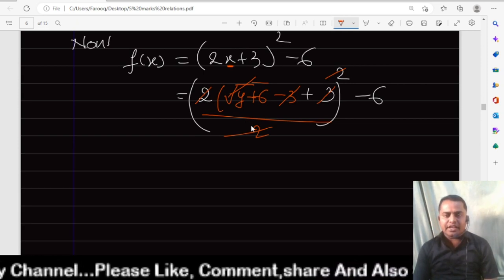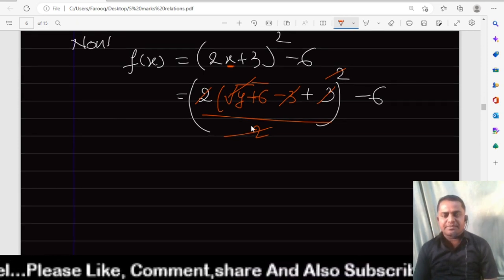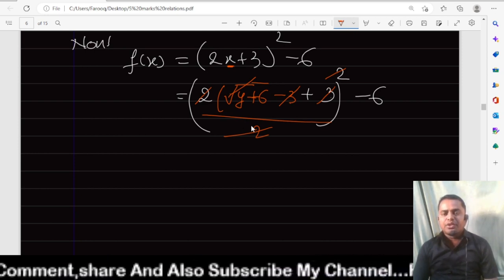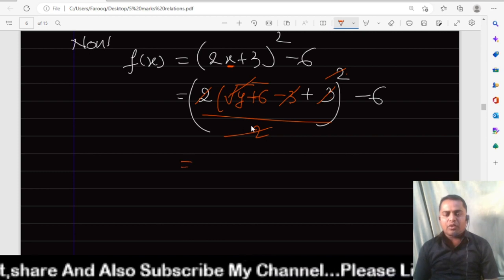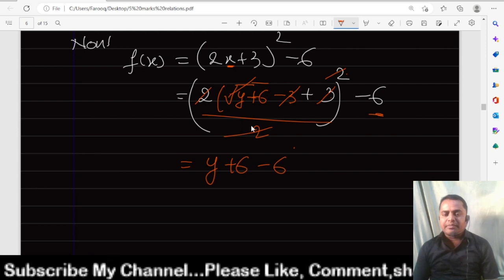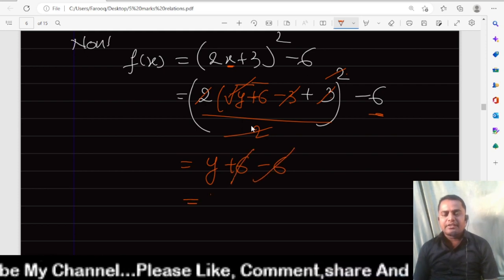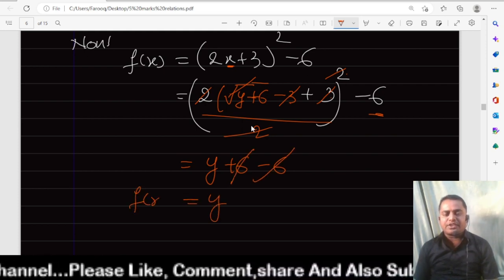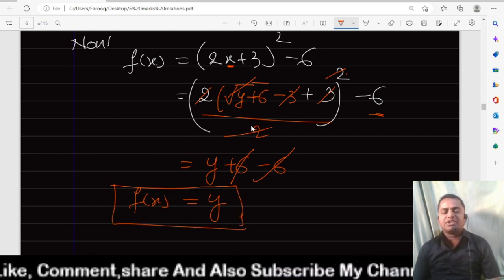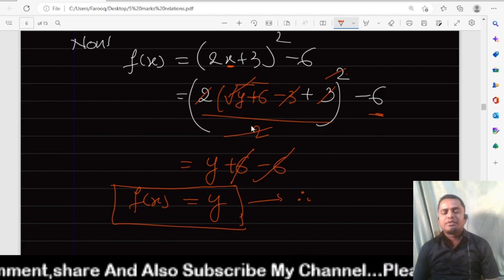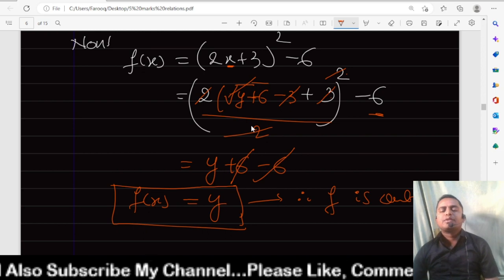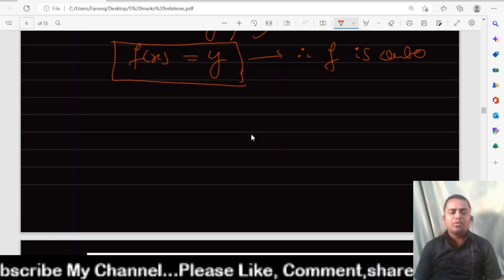See here, I have written the value of x, root of y plus 6 minus 3 divided by 2. Minus 3 plus 3 get cancelled, 2 gets cancelled, square and root get cancelled. Now what is remaining here? Y plus 6 minus 6. Minus 6 plus 6 again get cancelled. That is equal to y. Then f of x is equal to y. This is the condition for onto. Therefore, f is onto.